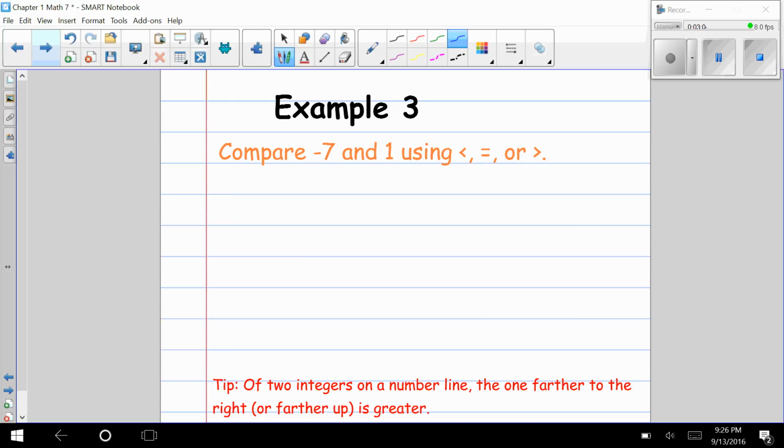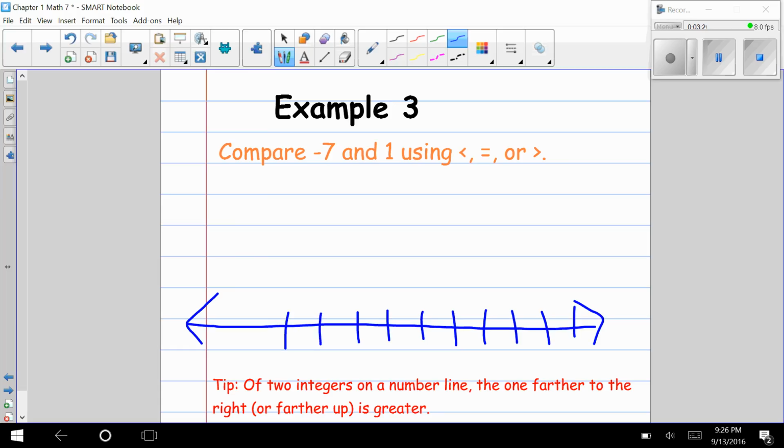The next example is to compare -7 and 1 using a less than sign, equal to, or a greater than sign. Let's plot them on a number line. All right, let's say this is -8, -7, -6, -5, -4. Labeling my number line. So I'm going to make a mark where each of my numbers is. Here is -7, and here is 1.